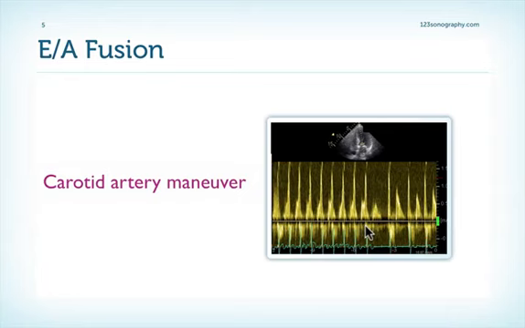What you can do in this situation is that you perform a carotid artery maneuver. However, be careful. If someone has a hypersensitive carotid sinus, it could also lead to asystole and bradycardia. But here you can see what happens. Here we have the fusion of the E and the A wave, and with carotid massage, all of a sudden, we have slowing of the heart rate, and we have delineation between the E and the A wave, and now you can clearly see that the patient actually had impaired relaxation.